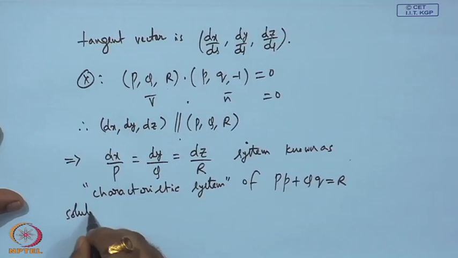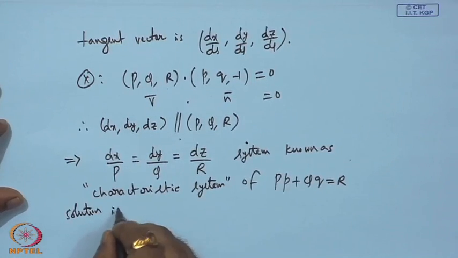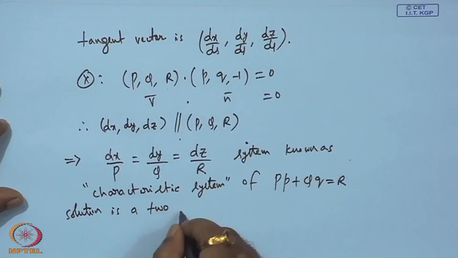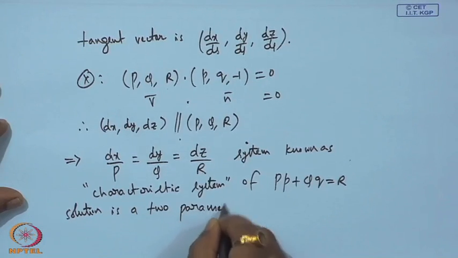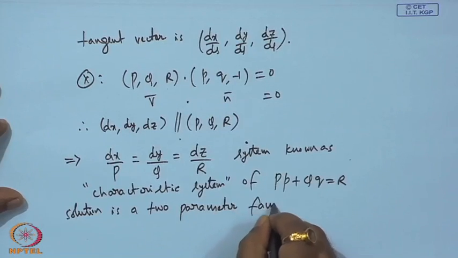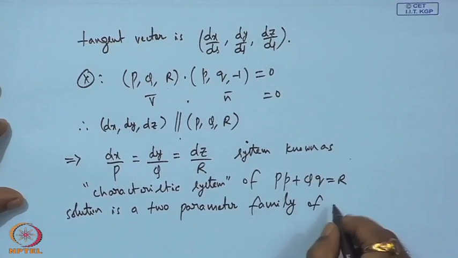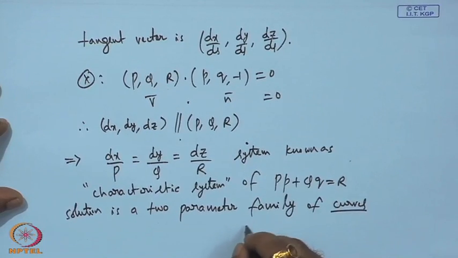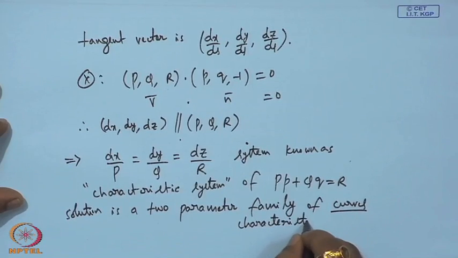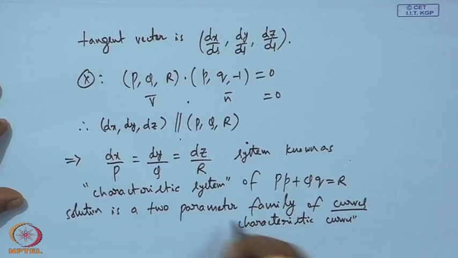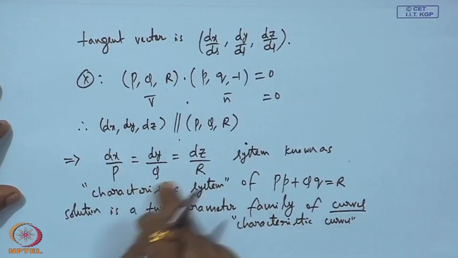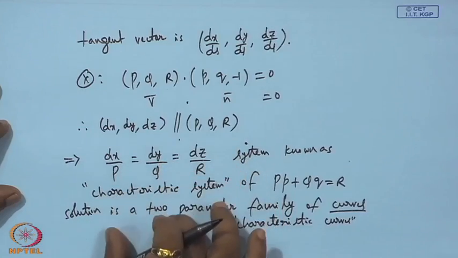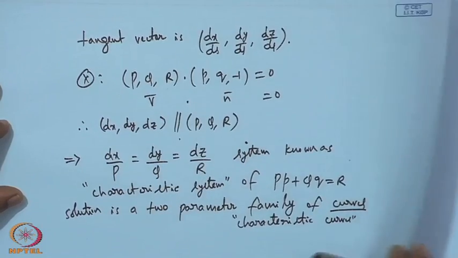So, solution is a 2 parameter family of curves, and these curves are called characteristic curves, because depending on the character of these curves, family of curves, the solution is obtained. Okay.